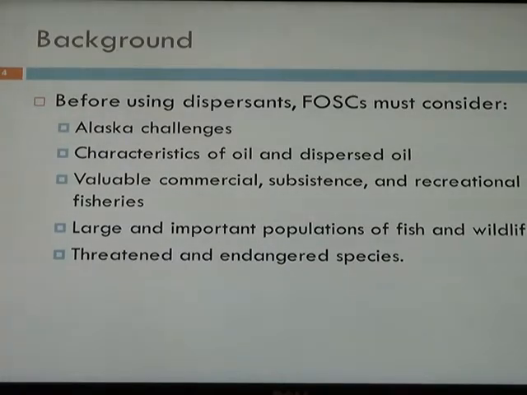The dispersant plan gives some general guidance to the federal on-scene coordinator when they're considering use of dispersants. They should consider the challenges specific to Alaska, two of those being the long distances and limited resources. You need to consider the characteristics of oil and the characteristics of dispersed oil and how they're different, how they affect the environment. You need to consider valuable commercial, subsistence and recreational fisheries in the area, large and important populations of fish and wildlife, and any threatened and endangered species that could be affected.